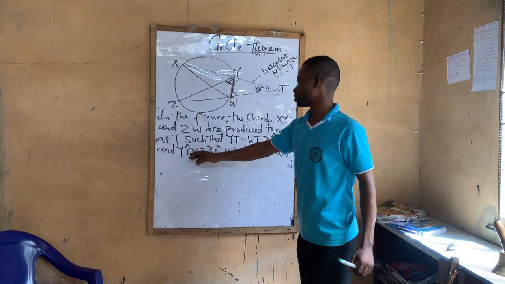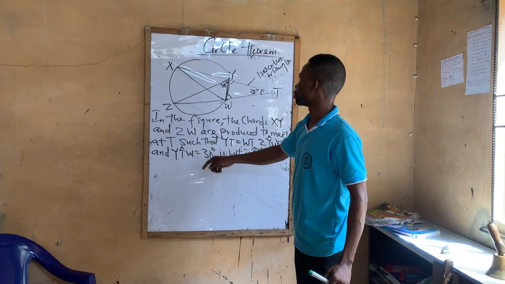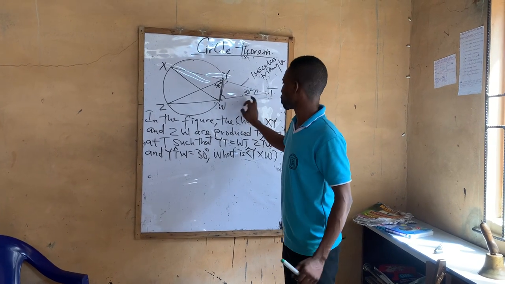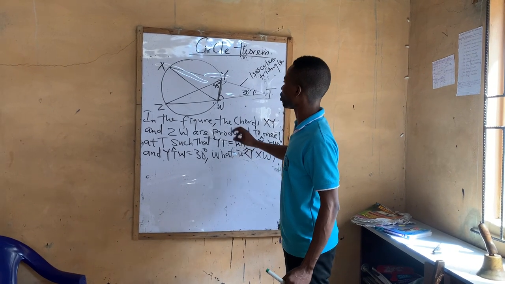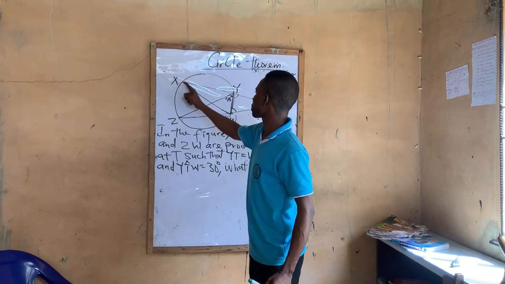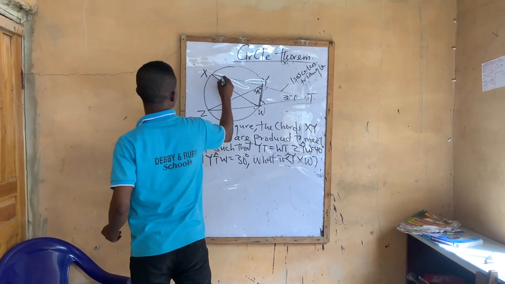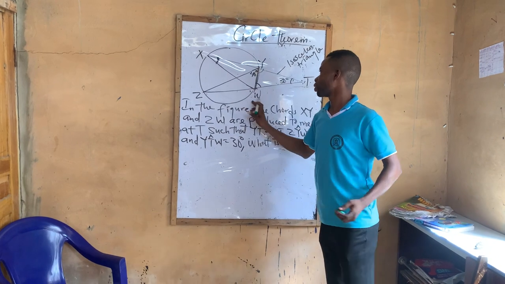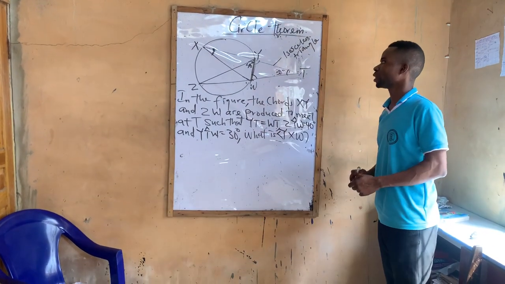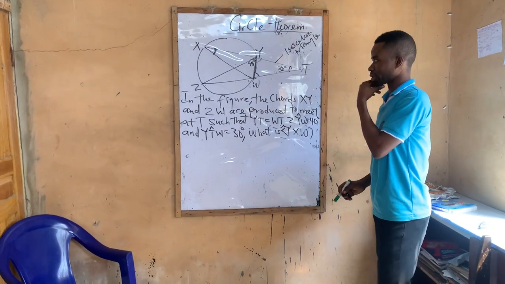And angle YTW is 30 degrees. What is angle YXW? We are looking for YXW. We are actually looking for this. So how are we going to get that?